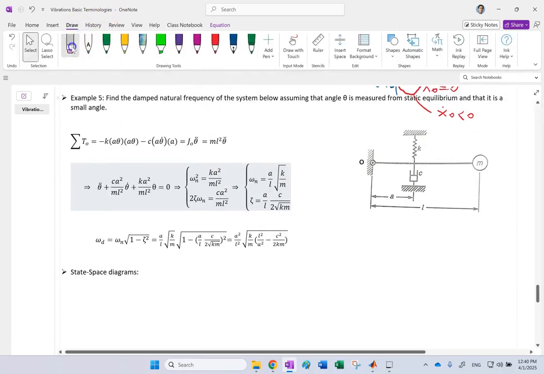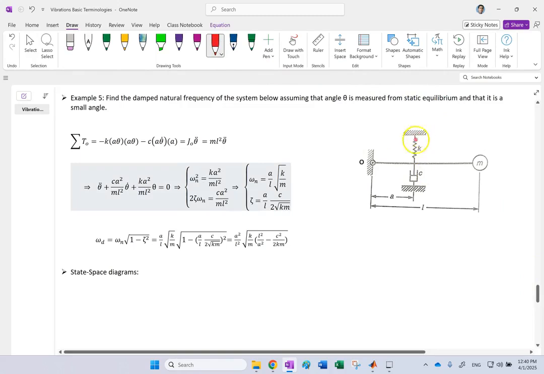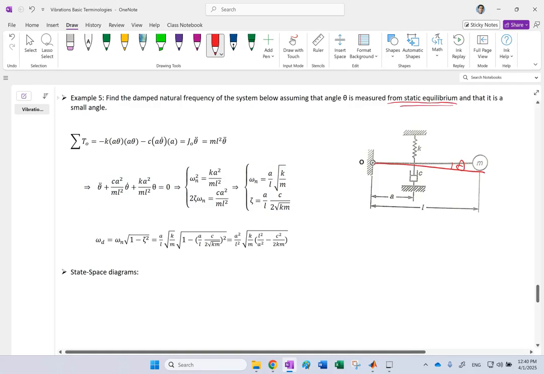So here we have a pendulum that is starting originally horizontally, and there is a spring and damper somewhere along the way attached to it at distance a. The mass is concentrated at distance L. You want to find the damped natural frequency of the system if the angle here is theta, and this theta is first of all measured from static equilibrium, and it's a small angle. So you see you're making two assumptions. Theta is measured from static equilibrium and it's small.